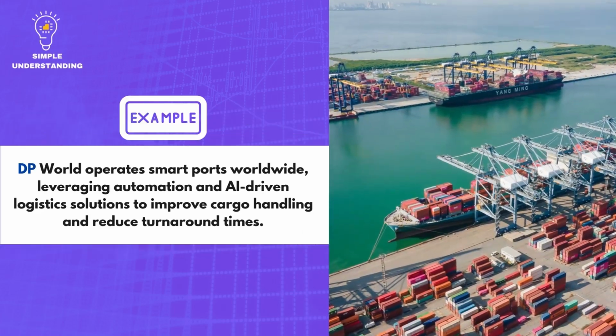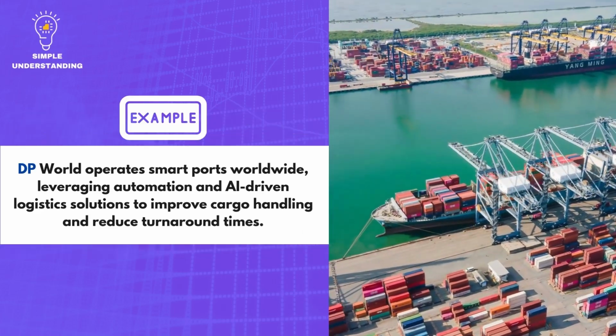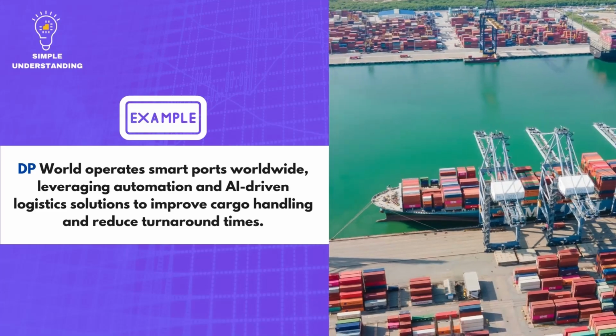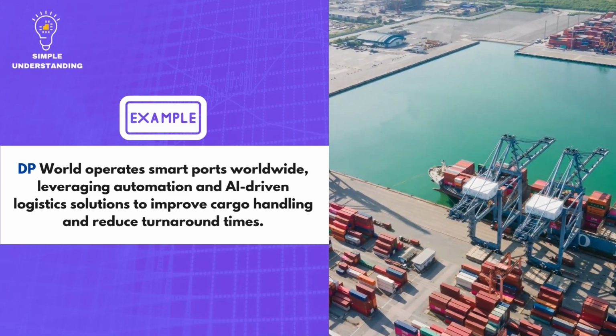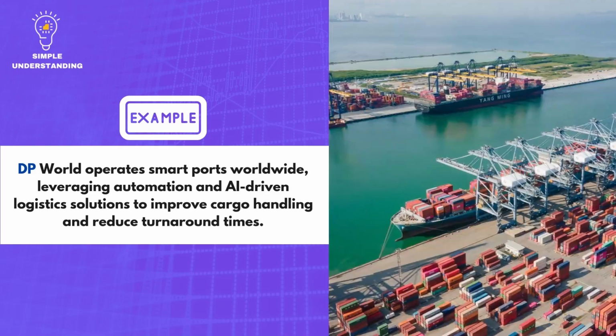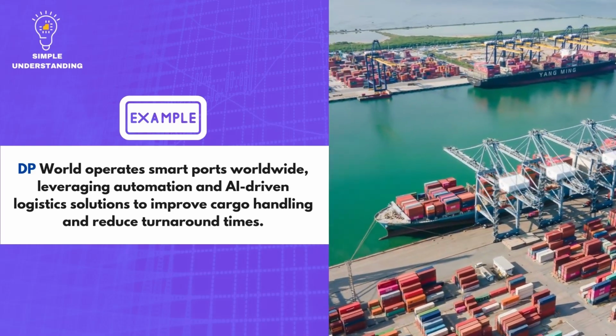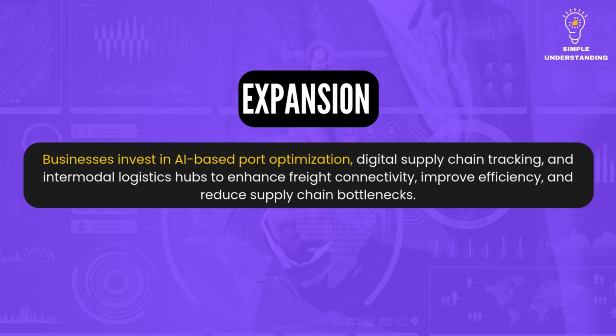Real company example. DP World operates smart ports worldwide, leveraging automation and AI-driven logistics solutions to improve cargo handling and reduce turnaround times. Expansion. Businesses invest in AI-based port optimization, digital supply chain tracking, and intermodal logistics hubs to enhance freight connectivity, improve efficiency, and reduce supply chain bottlenecks.